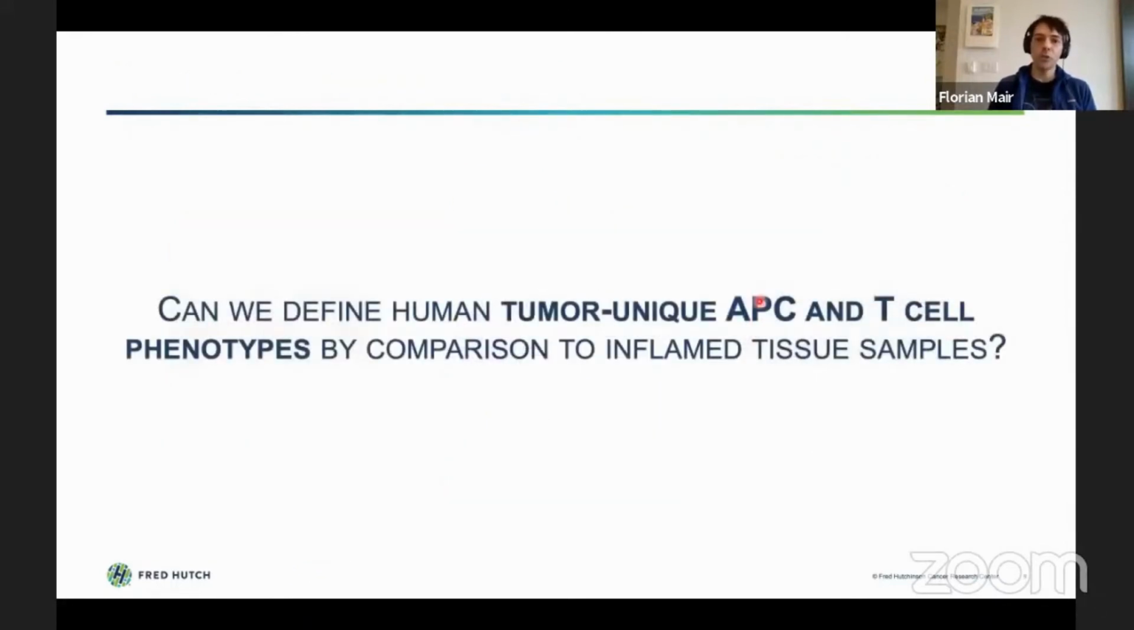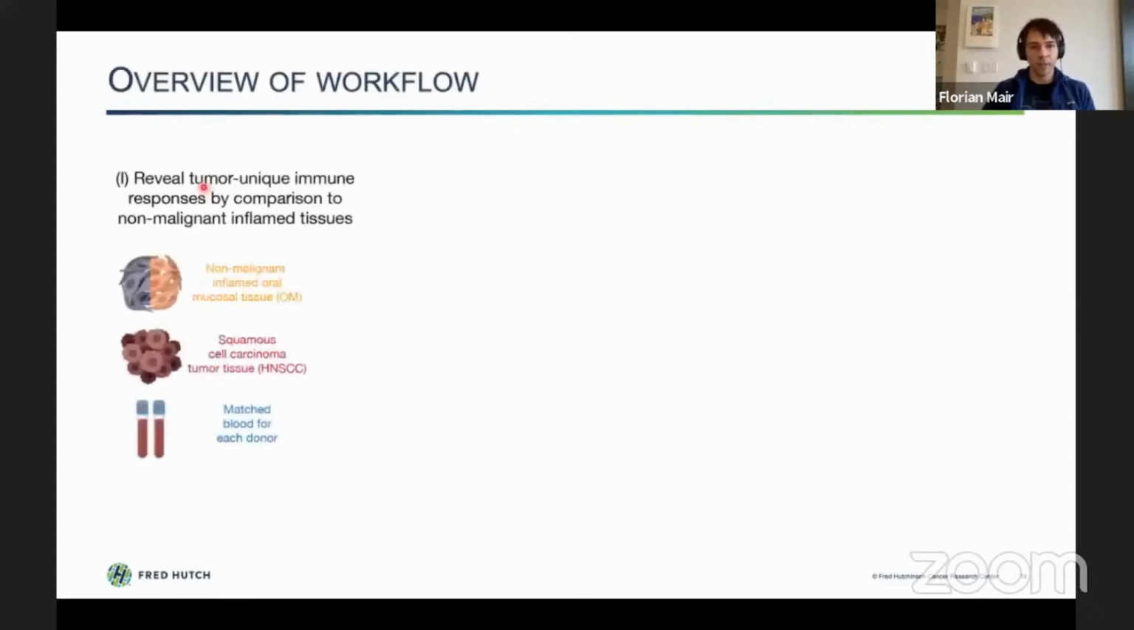Can we define human tumor-unique APC and T-cell phenotypes by comparing them not to healthy reference tissues, but to inflamed tissue samples? In a way, that's a hard question to ask because obviously you can't get every sample easily from a human source, but we were lucky in a sense that we had access to quite a unique cohort of samples. So the way we tried to do that is basically we were collecting oral mucosal tissue samples from people that were undergoing routine dental surgeries for inflammatory conditions, such as, for example, peri-implantitis or other chronic inflammatory conditions of the oral mucosa.